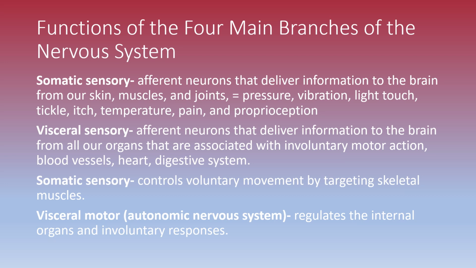Functions of the four main branches of the nervous system: the somatic sensory afferent neurons deliver information to the brain from our skin, muscles, and joints as pressure, vibration, light touch, tickle, itch, temperature, pain, and perception. Visceral sensory afferent neurons deliver information to the brain from all of our organs that are associated with involuntary motor action: blood vessels, heart, and digestive system. Somatic motor controls voluntary movement by skeletal muscles. Visceral motor, the autonomic nervous system, regulates the internal organs and involuntary responses.